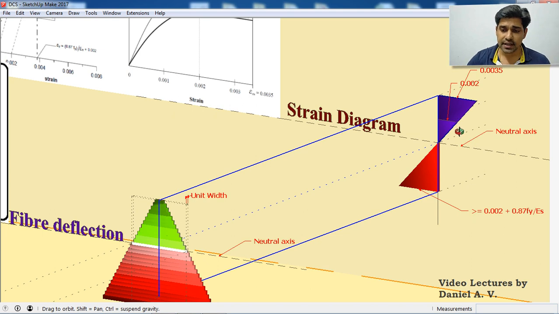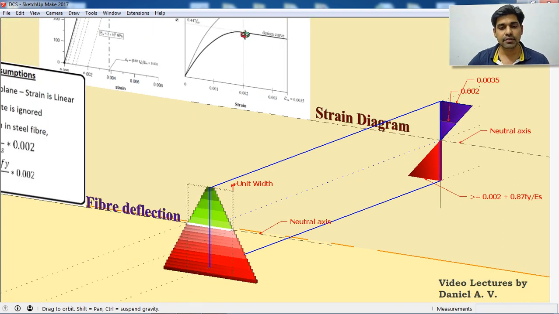The relevance of this point is that from this point, there is a variation in the behavior of the stress. Up to 0.002, from 0.0035, the stress is constant, then it varies parabolically. So when we go for the stress block, we will come to know what the relevance of this 0.002 is. Now we are moving to the tension part.